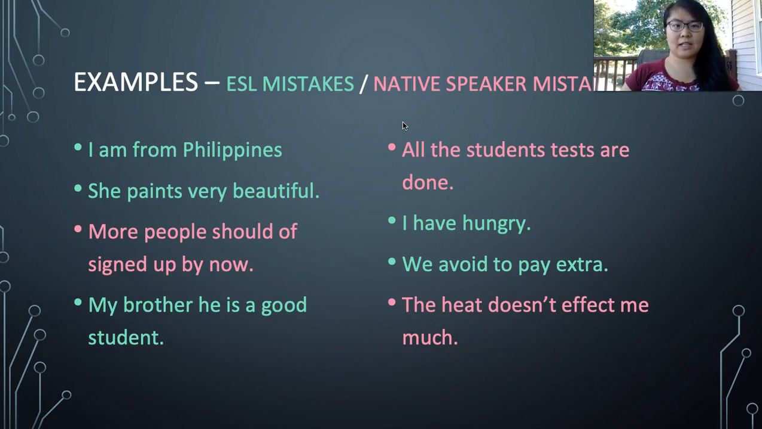"We avoid to pay extra." This is an ESL mistake having to do with verbs and infinitives and participles. So we have the infinitive form, to pay extra. We do not need the word to, which makes it the infinitive. We just need the participle. We avoid, and then we form it into present tense. We add the ing ending, so avoid paying. So it's not avoid to paying, not avoid to pay. It's just avoid paying extra.